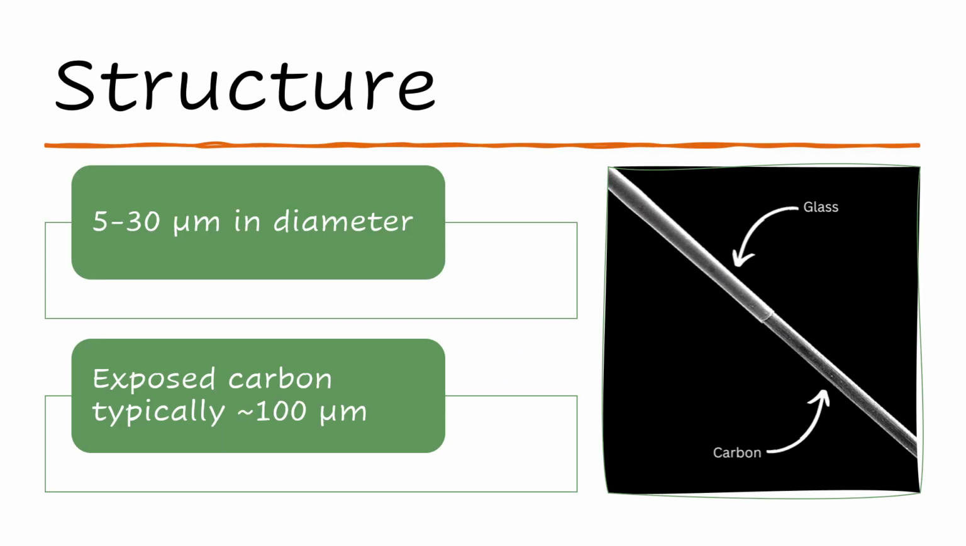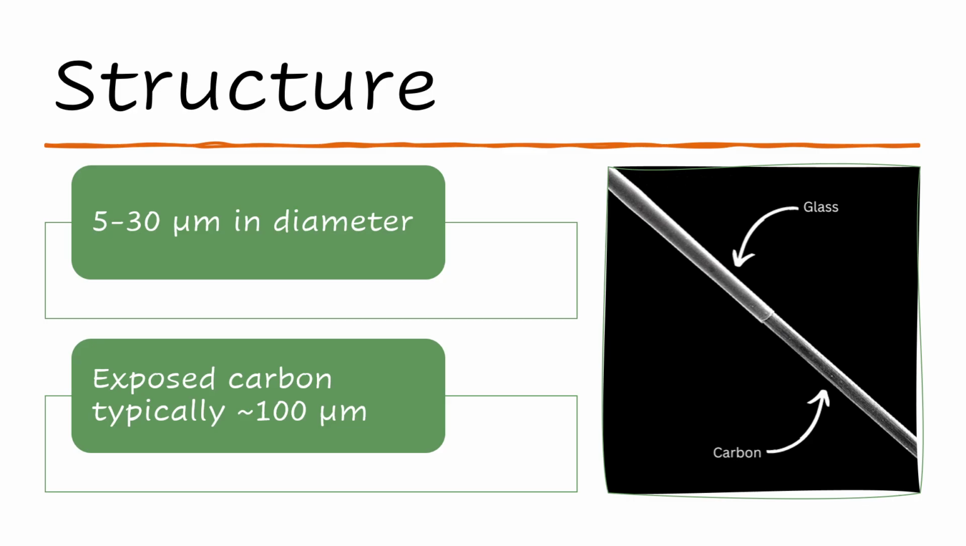We will start with exploring the structure of carbon fiber microelectrodes, which are known for their incredibly small size and high precision. As shown on this slide, these electrodes have a typical diameter of just 5 to 30 micrometers, which is about 10 times smaller than the diameter of a human hair.